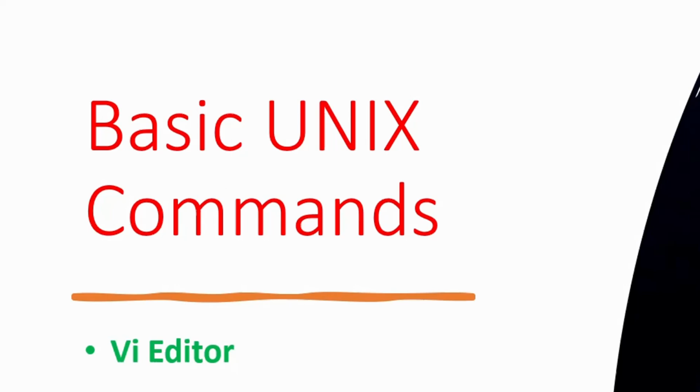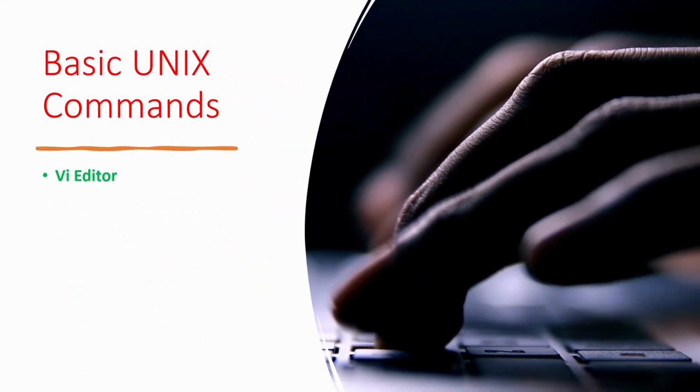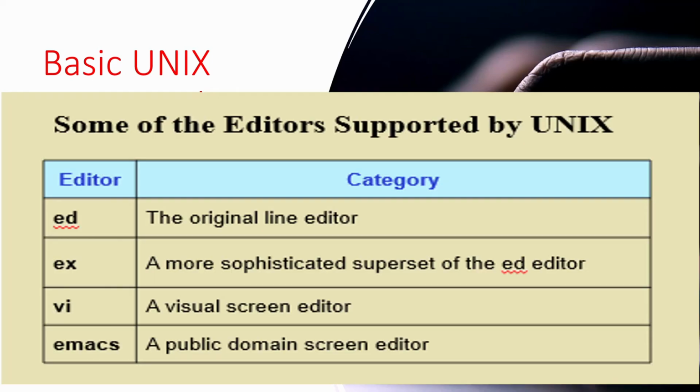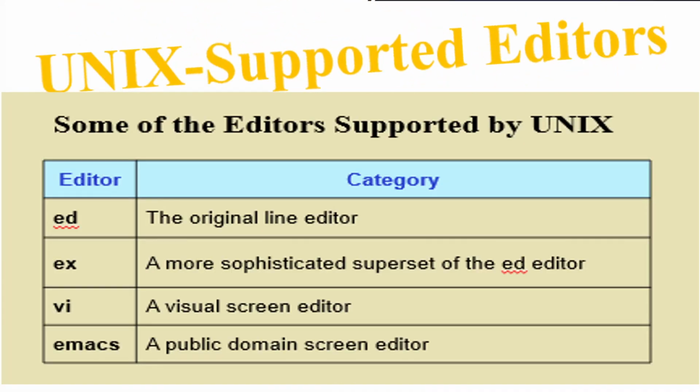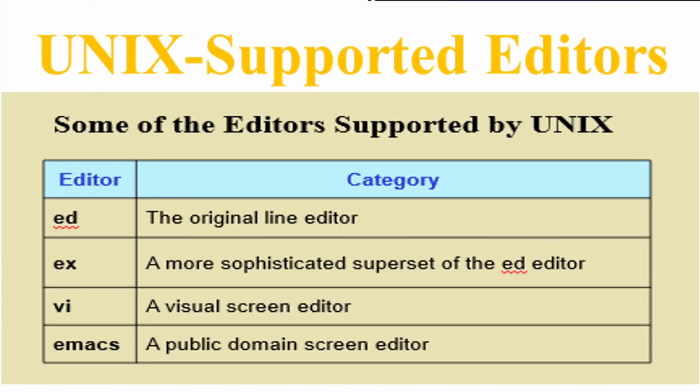The Unix operating system supports a number of both line and screen editors, so you can create or alter a file easily and efficiently. There are different types of editors. We have ED, which is the original line editor. We have EX, which is a more sophisticated superset of the ED editor. We have VI, which is a visual screen editor. And then we have Emacs, which is a public domain screen editor.